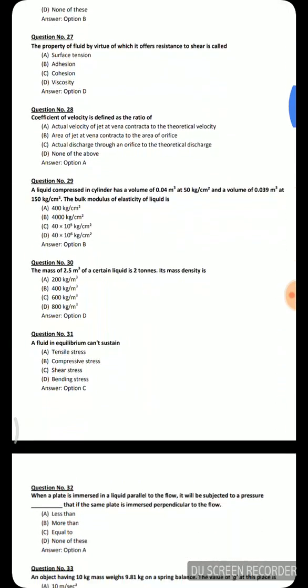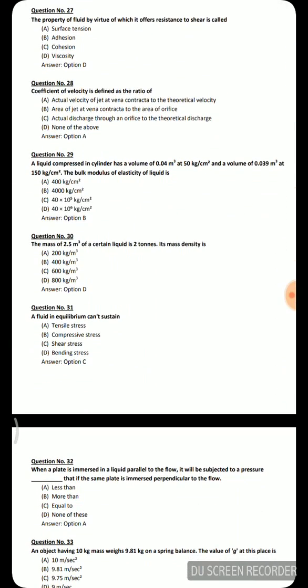Moving on to next question. The property of fluid by virtue of which it offers resistance to shear is called viscosity, because from viscosity we derived Newton's law. From Newton's law, tau equals mu du by dy. So option D holds true, hence viscosity is the correct answer.